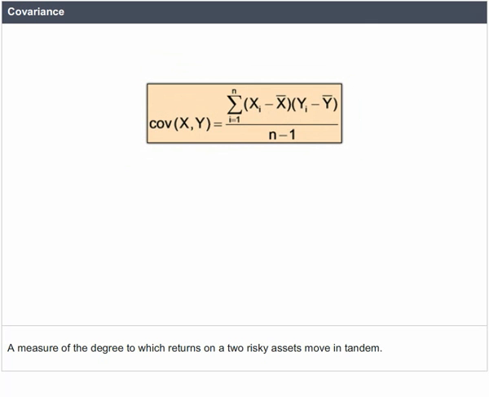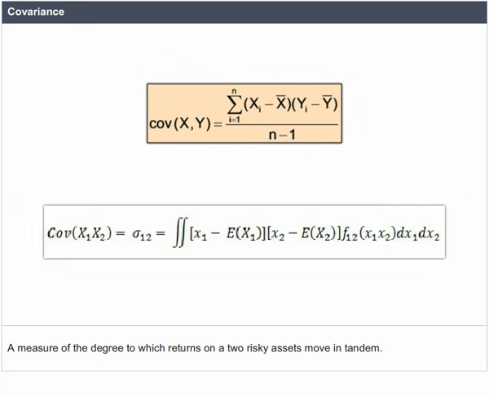Covariance, a measure of the degree to which returns on two risky assets move in tandem. Covariance of X comma Y equals the summation from i equal to 1 to n of (xi minus x bar) into (yi minus y bar) divided by n minus 1. Covariance of X1, X2 equal to sigma 12 equals the double integral of (x1 minus expectation of x1) into (x2 minus expectation of x2) into f12(x1, x2) dx1 dx2.